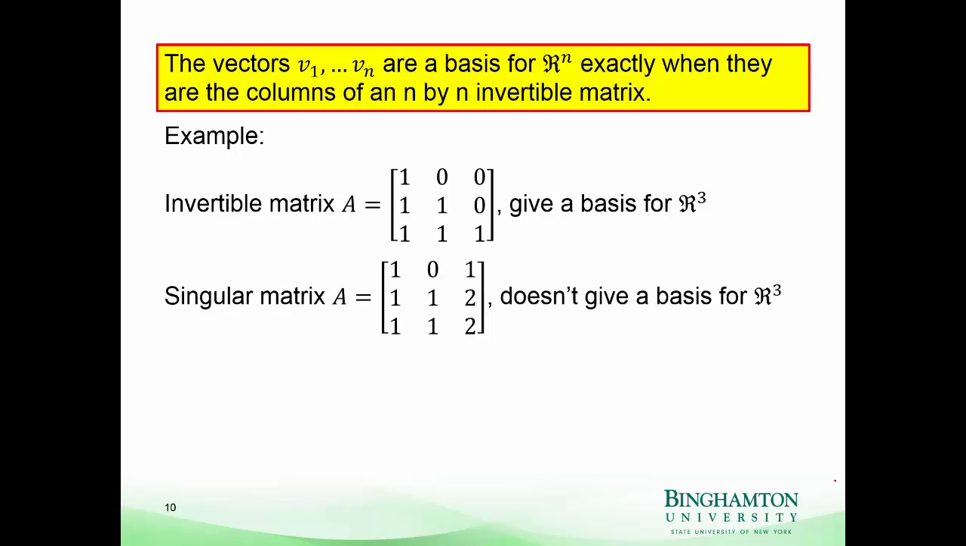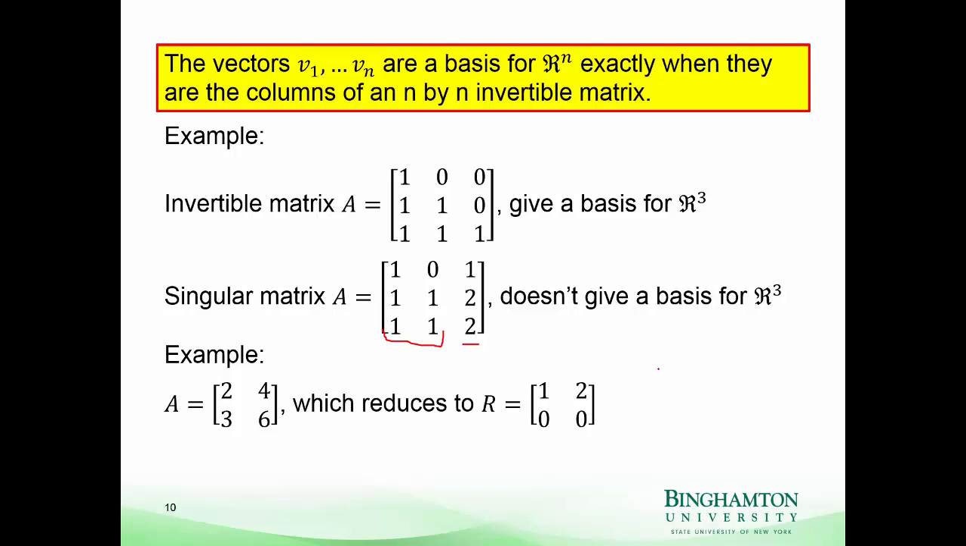Here's a matrix that's singular. We can see that it's singular because if we just add these two vectors together, we get the third vector. And that does not give a basis for R3. Here's another example, 2, 4, 3, 6. If we do row reduction on that, we end up with this R matrix, and we can immediately see that the second row is all zeros, so the rank of this will be 1, not invertible, and so the original vectors are not a basis for R2.